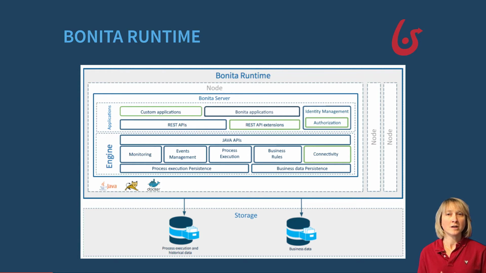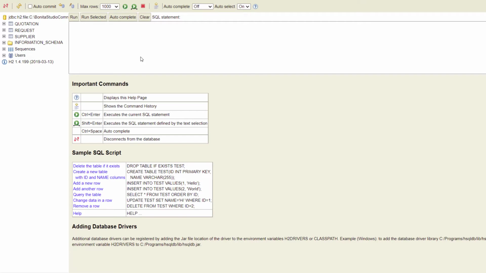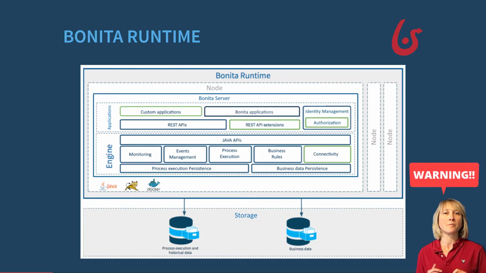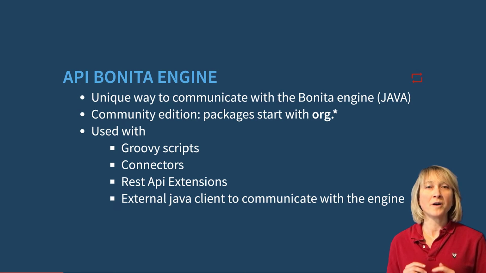On the database server, two databases are installed: one for process execution and historical data storage, the other for business data storage. Bonita is embedded with an H2 database for testing purposes, but you should not use it in a production environment. Starting from the installation of your development server, you should install a transactional database. That's important.